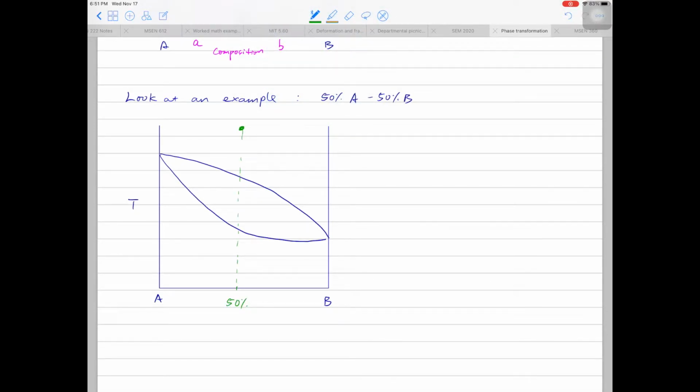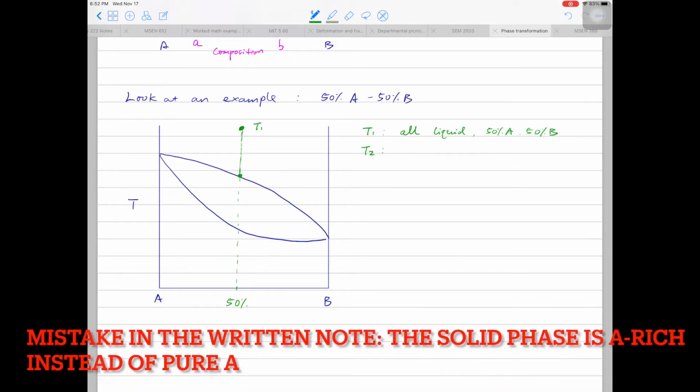Let's start from a very high temperature, say T1. At T1, there's only one phase that is liquid, and the composition of the liquid is 50% A and 50% B, which is equal to the nominal composition. Let's decrease the temperature to T2, where T2 lies on the liquidus line. At T2, infinitesimal amount of A-rich solid starts to form.